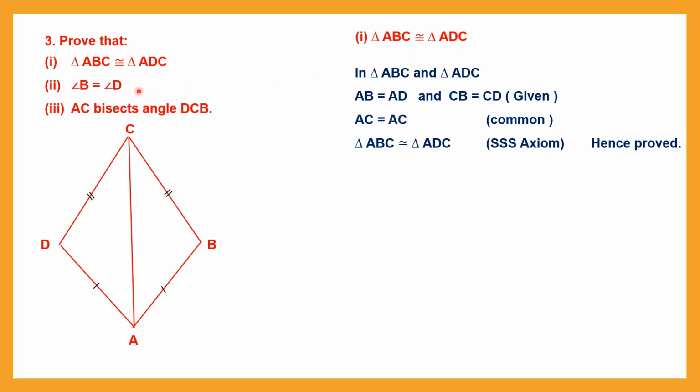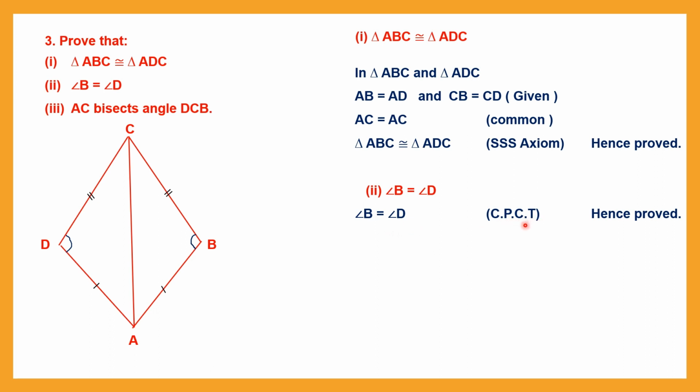We have proved that these two triangles are congruent. Now let's go to the second one. We have to show that angle B is equal to angle D. Now where is angle B? Angle B is here, and where is angle D? Angle D is here. We have to show that these two angles are equal. So that is our second one. Now angle B is equal to angle D. How do we know that?